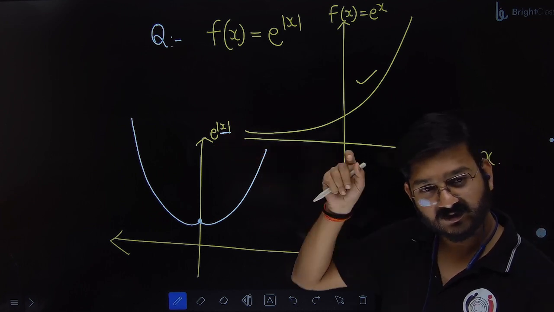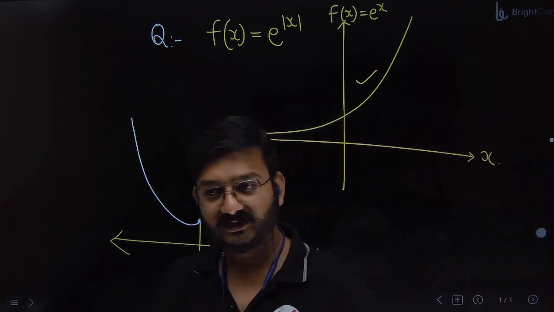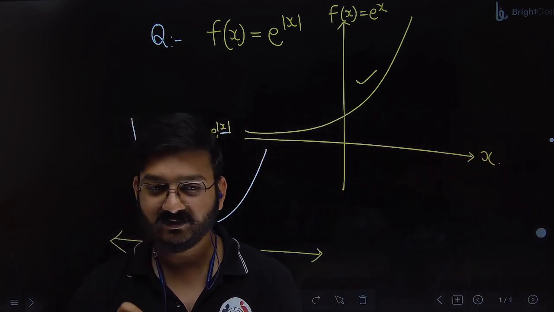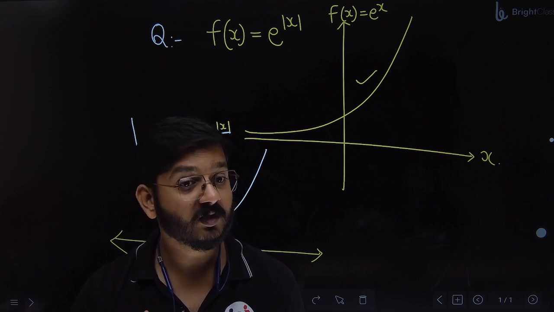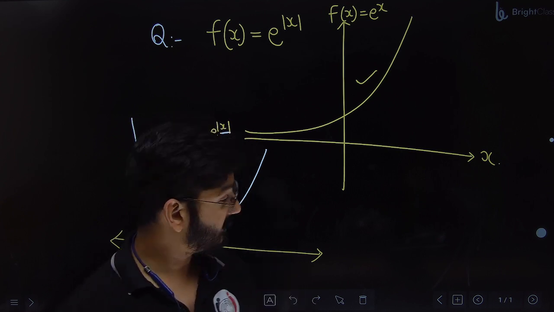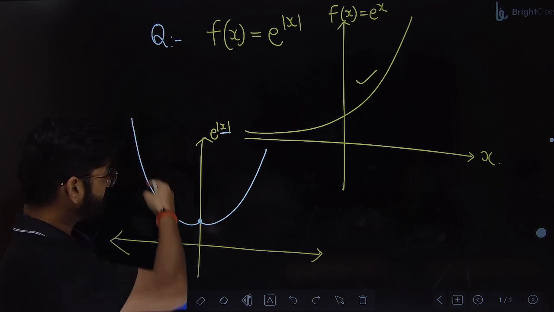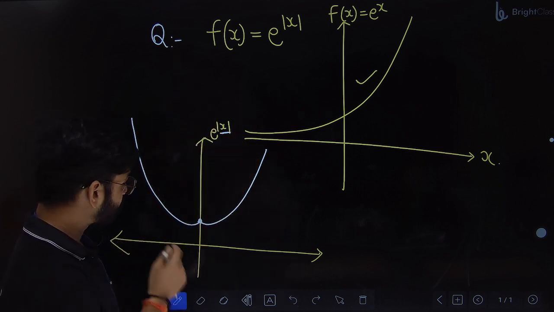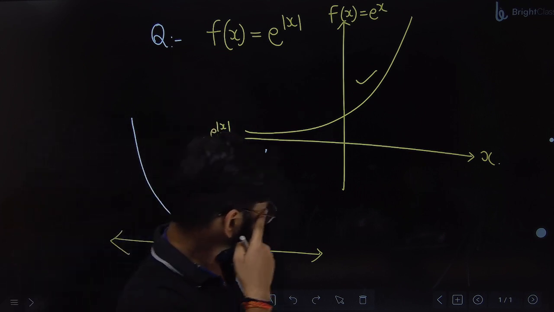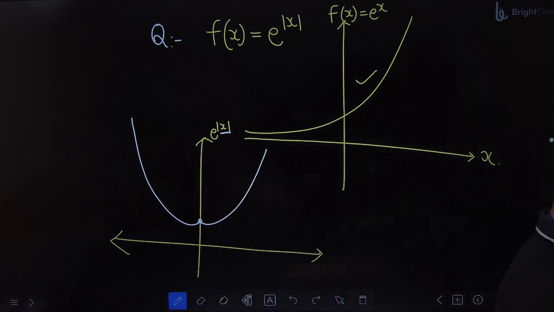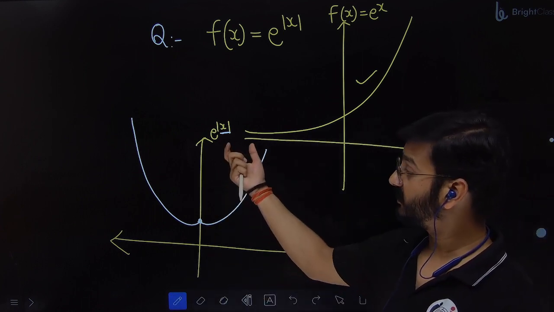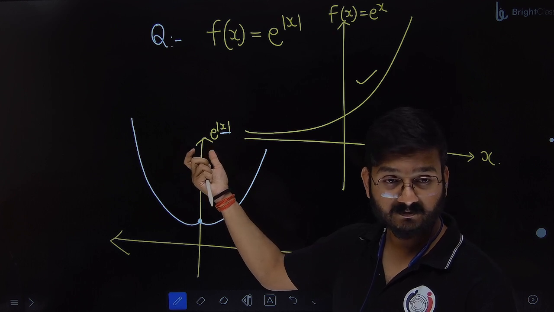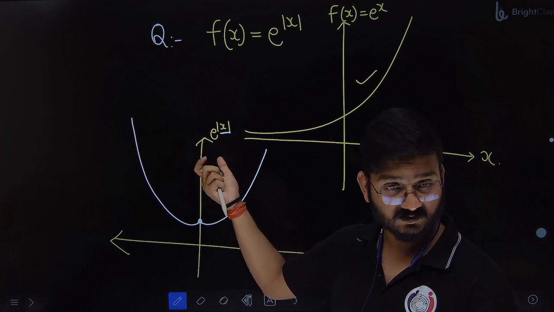And for a mod function at the critical point, there is a sharp edge. So will it be differentiable at x equal to zero? No. But will it be continuous? Yes. There is no break. All of you write down the reason. This function will be continuous at x equal to 0, but non-differentiable at x equal to 0.